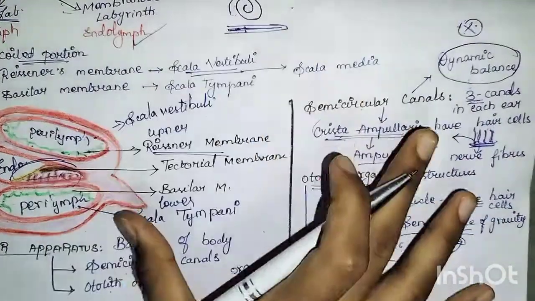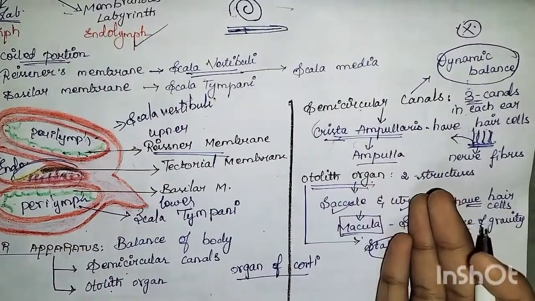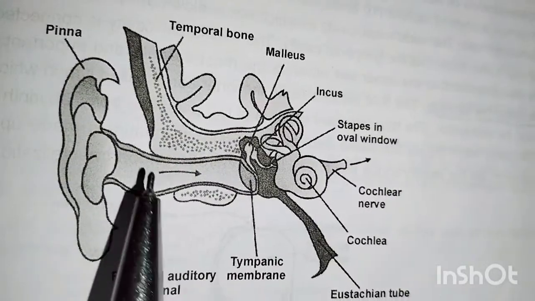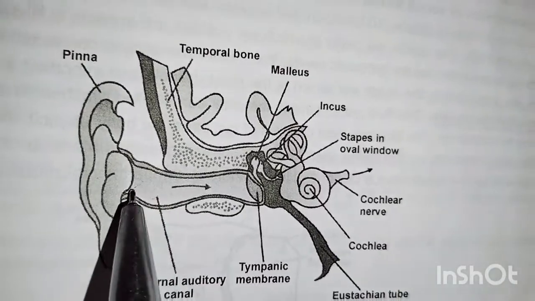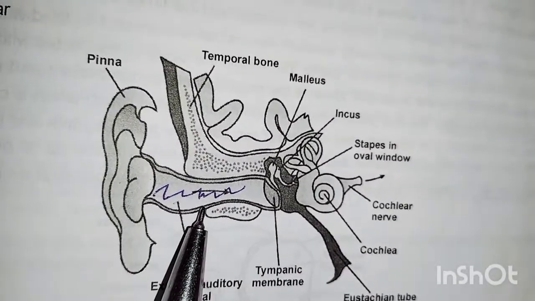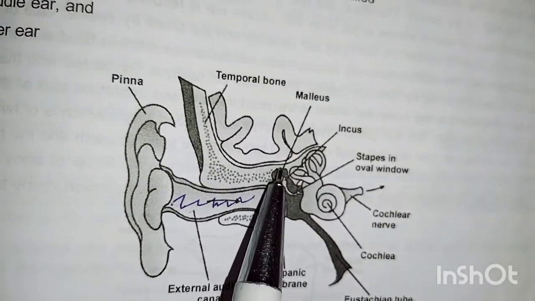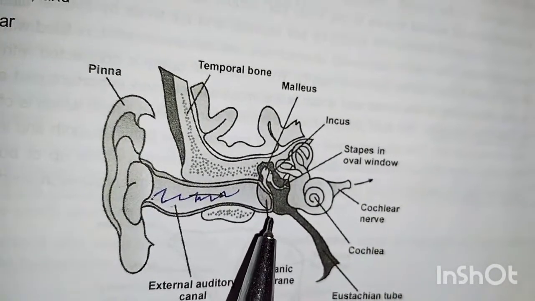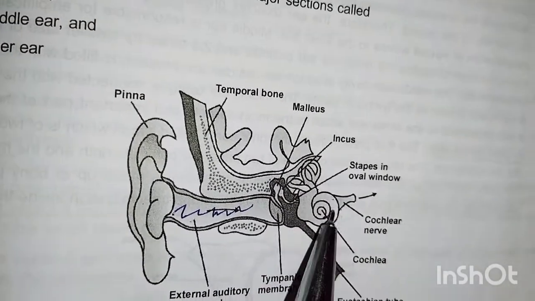So this is our ear. So how does the sound flow through the ear? See here, the pinna collects the sound waves and the sound waves flow through the external auditory canal and hit the tympanic membrane. So the malleus, incus and stapes oscillate and the sound reaches the inner ear.